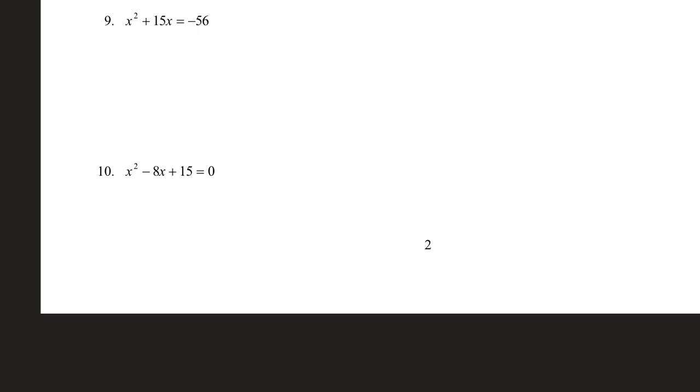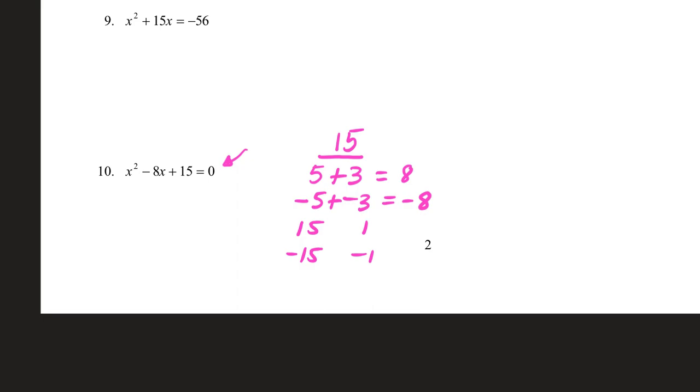For number 10, we're going to solve again by factoring. We're going to look at 15. And the good thing about this equation, it's already solved for 0. So we're good. We solved for 0. So we have 5 times 3, negative 5 times negative 3, 15 times 1, negative 15 times negative 1. Start adding. 5 plus 3 gives you 8. Negative 5 plus negative 3 gives you negative 8. And you notice that is the middle coefficient. And that's what we want. So I'm going to go ahead and stop there.